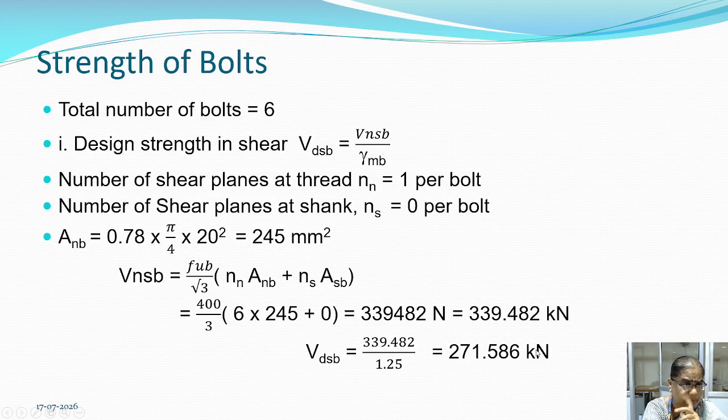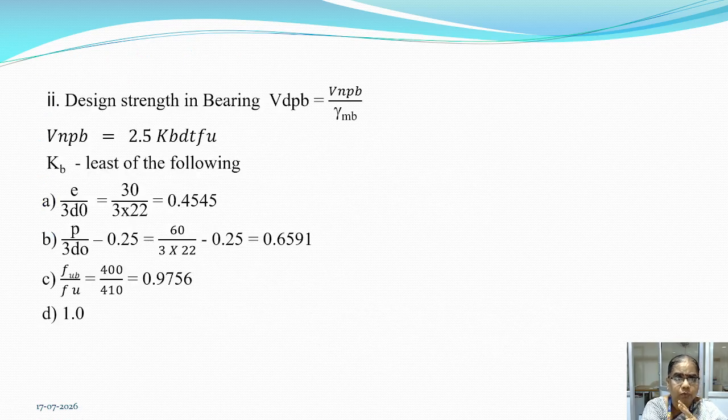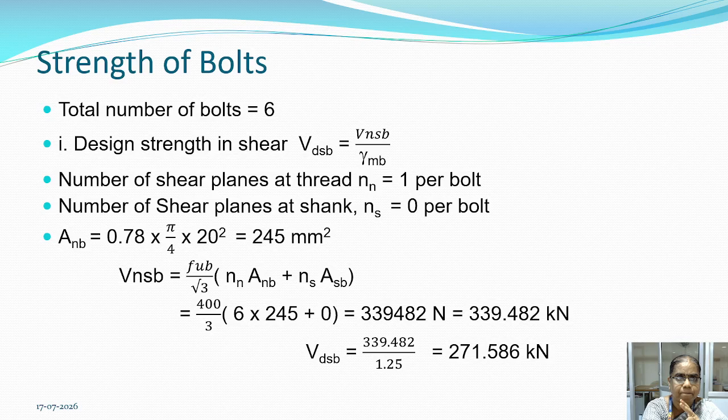Strength of bolt, we are going to find in two ways. One is design strength in shear, Vdsb equals Vnsb divided by gamma mb. Vnsb equals fu divided by square root of 3 into nn Anb plus ns Asb. Here there is no staggered bolt, therefore ns Asb equals 0. Here nn equals the number of bolts, 6, and Anb equals 245 area. Therefore Vnsb equals 339.482 kilonewton.